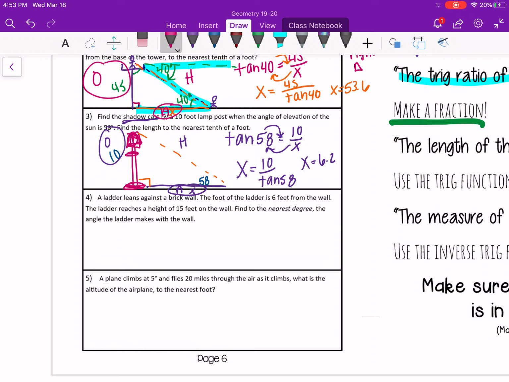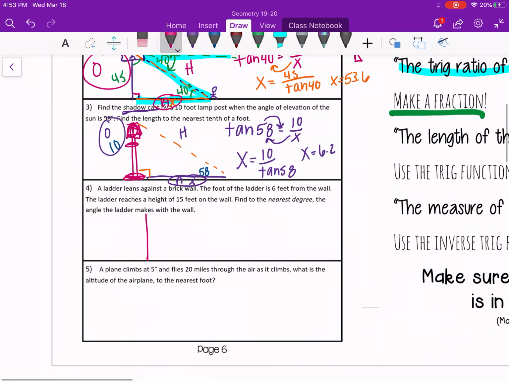So this is an example of what we have not done yet. We have not found the angle, but it says to find it to the nearest degree. So we know how to do that. We learned that last lesson. So we are going to draw a ladder leaning against a brick wall. So this is my building, and this is my ladder leaning against it.